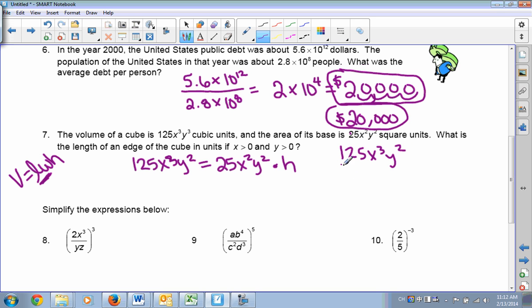Sorry, did I write it down wrong? Oh, thank you. This is a cubed. Cube. So 25x squared y squared. So this is just a division problem. It's not a hard problem. It's just division. So what is 125 divided by 25? 5. Awesome. What is x cubed divided by x squared? X to the first or just x? What is y cubed divided by y squared? Y. So that's our height of our cube.